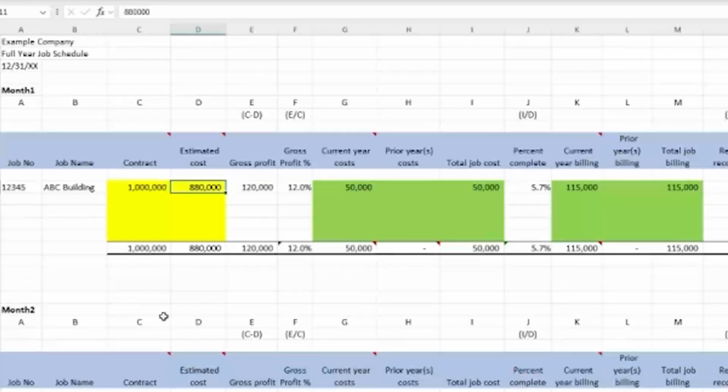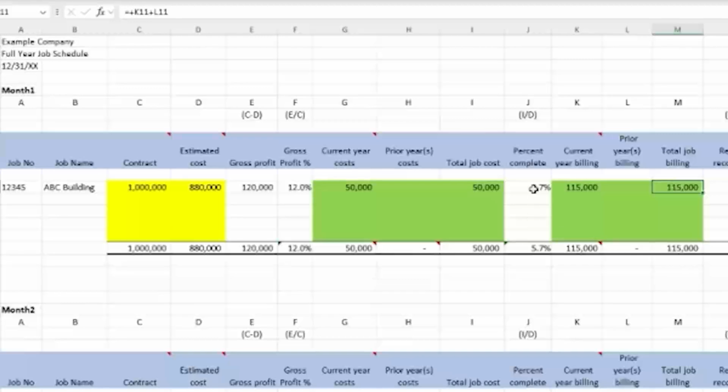$1 million contract, 880,000 in cost. So we think we bid the job, we're setting it up. We think it's going to make 12%. And so month one goes by. We put in current year costs of $50,000 because the job's just starting out. It's just getting out of the ground. We billed 115, so we got to bill a little more.